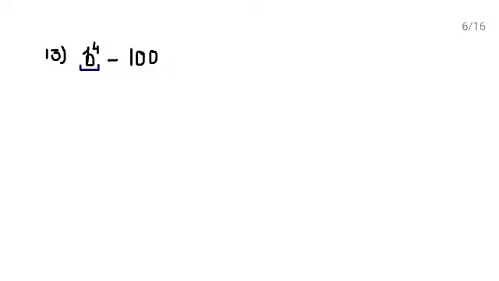Next, question number 13. Now students, this is b raised to the power 4, right? And this is 100, and we want to write it in the form of a difference of squares. We have to write a difference of squares, but there is power 4. So how can we write this in the form of a square? If we write b raised to the power 2 raised to the power 2, this is equal to b.